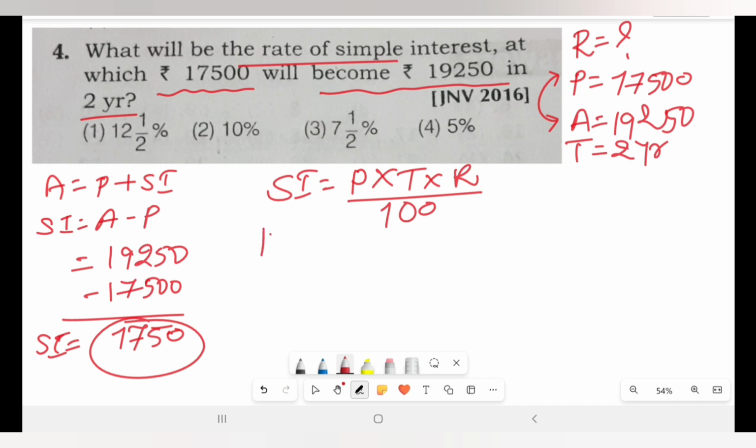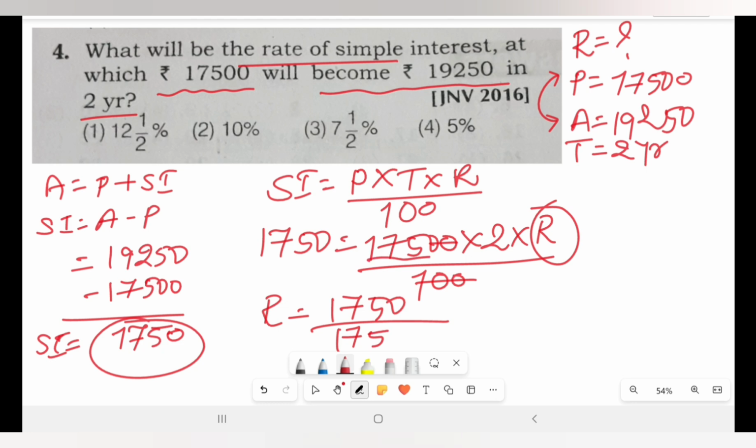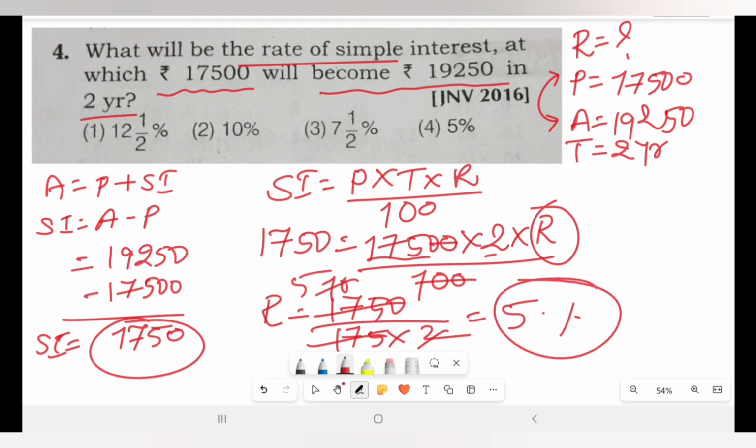Simple interest is 1,750, principal amount is 17,500, time period T is equal to 2, and the R value we have to find out, keep as it is, divided by 100. Cancel the zeros and rearrange. R is equal to 1750 divided by 175 and this 2. So 10 and 5. So the rate of interest is equal to 5%, right? So the fourth option is the right one.